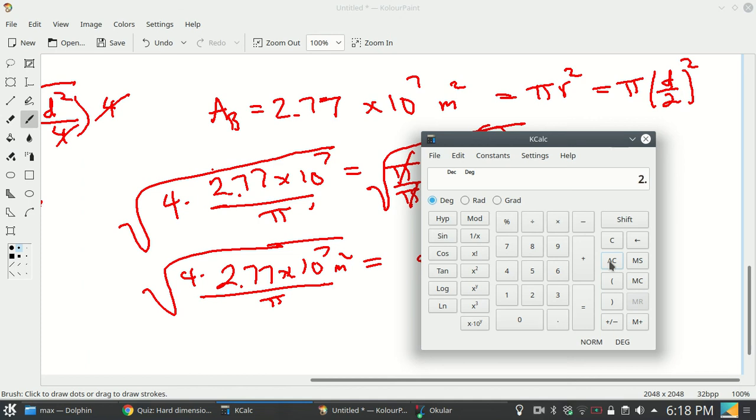4 times 2.77 times 10 to the 7th divided by pi, and then square root. 5940.